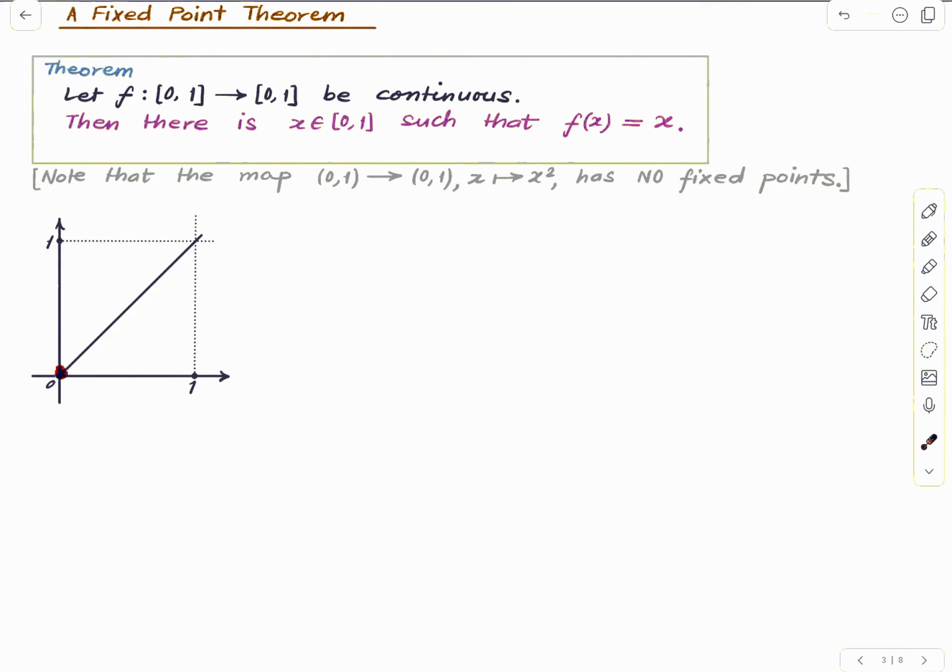Now, suppose f(0) were already 0, then we have found our x. So we may assume that f(0) is non-zero, and therefore f(0) must be some positive number in this interval. So let's say f(0) is somewhere here. We are trying to see what the graph of f looks like. Similarly, if f(1) equals 1, then we were already done. So f(1) can be assumed to be less than 1 in the adverse case. So let's say f(1) is somewhere here.